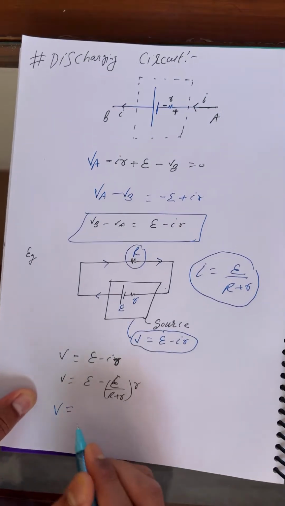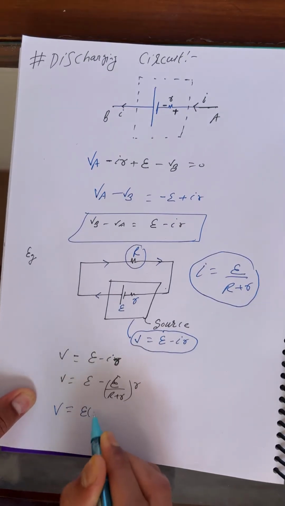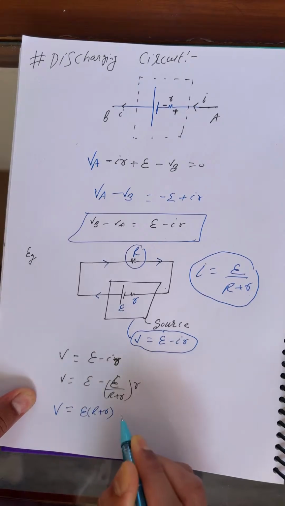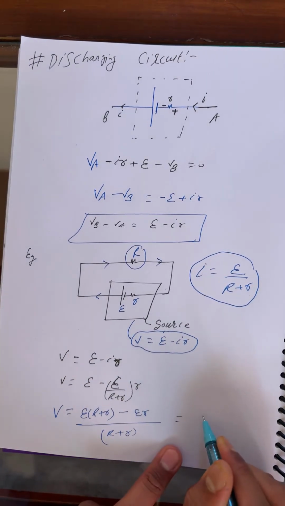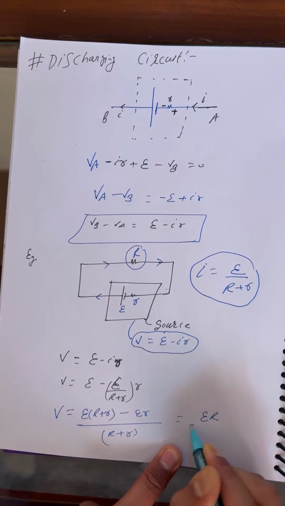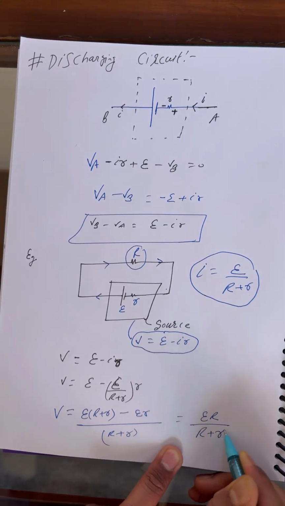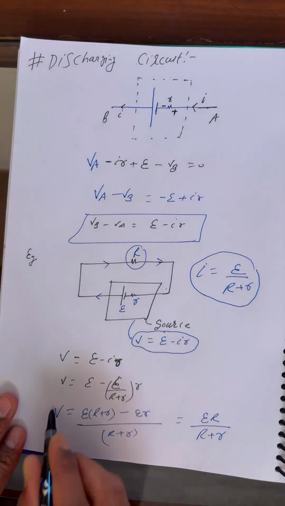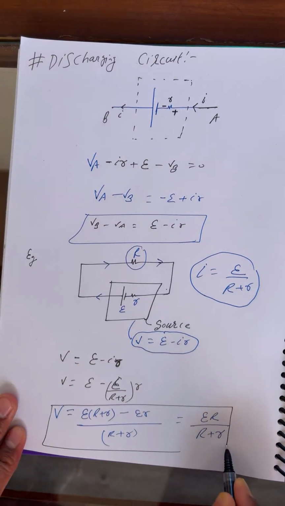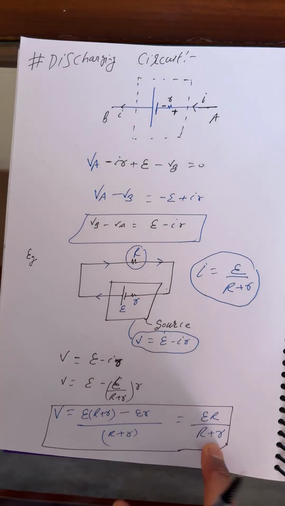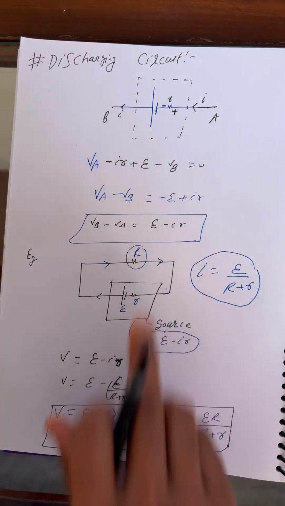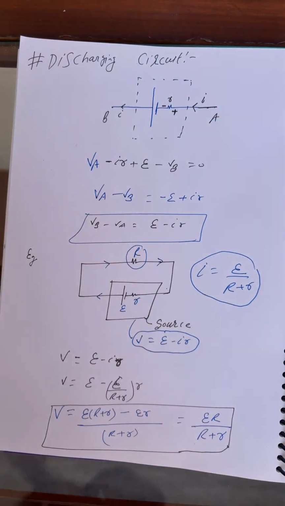So you can write V is equal to E into (R plus r) minus Er, upon R plus r. Er cancels here. So we can write V is equal to E into R upon R plus r. This is the potential difference across the resistor, the potential drop across the resistor, which you should keep in mind.